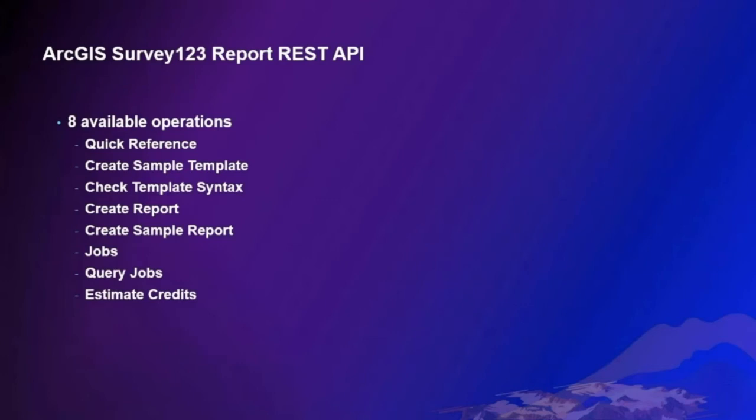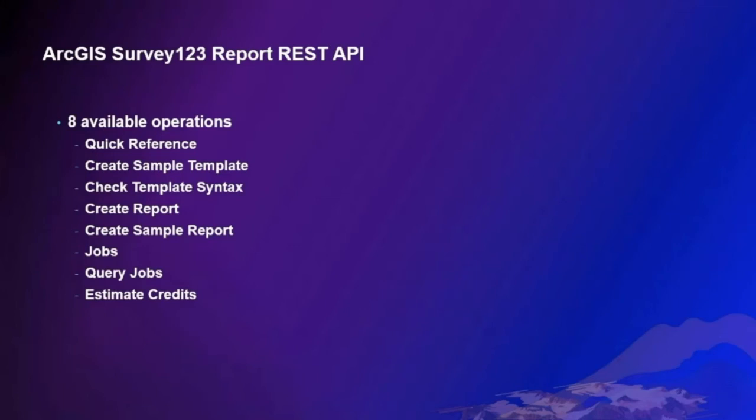Create Report, which is a task resource to print reports based on a Word document template; Create Sample Report, which is a similar task to the Create Report operation for creating test sample reports and refining a report template; Jobs, which provides basic information about a specific report job, such as the job ID, status, and messages. If the job has completed, it provides information about the result as well as the input parameters.